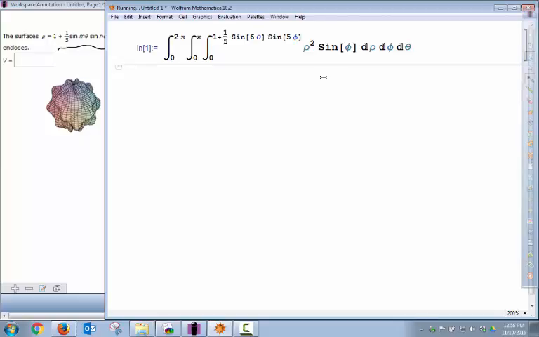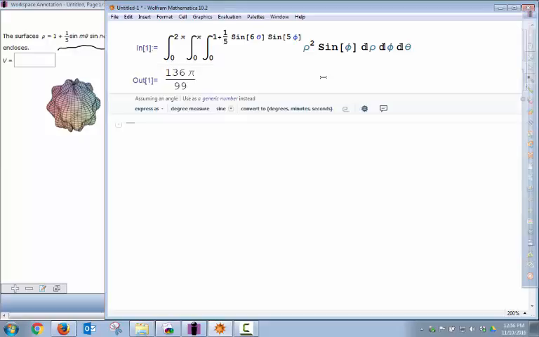Okay, so we wait and wait and wait. Oh, 136 pi over 99. That's nice. It is actually doable, right? It'll just be rho cubed over 3, going from 0 to the top limit, and then you take this expression and cube it. I mean, it's not impossible to do by hand is what I'm saying.